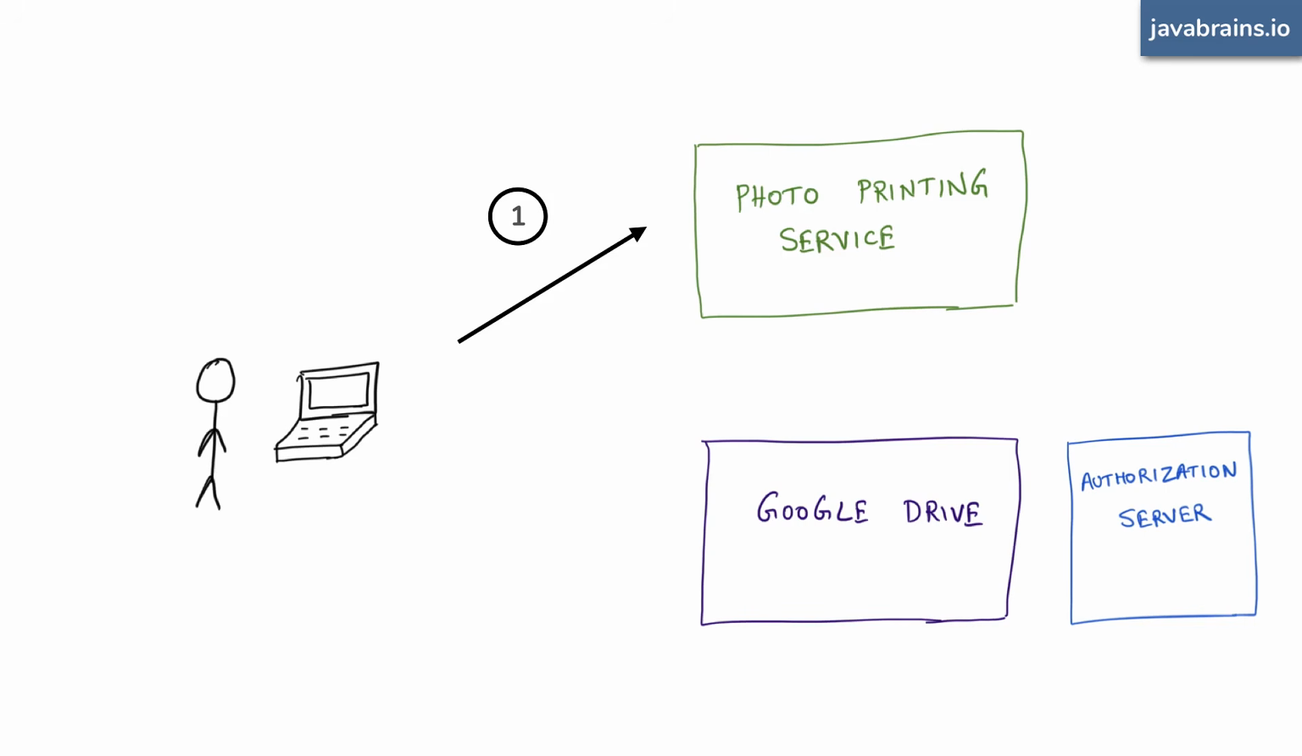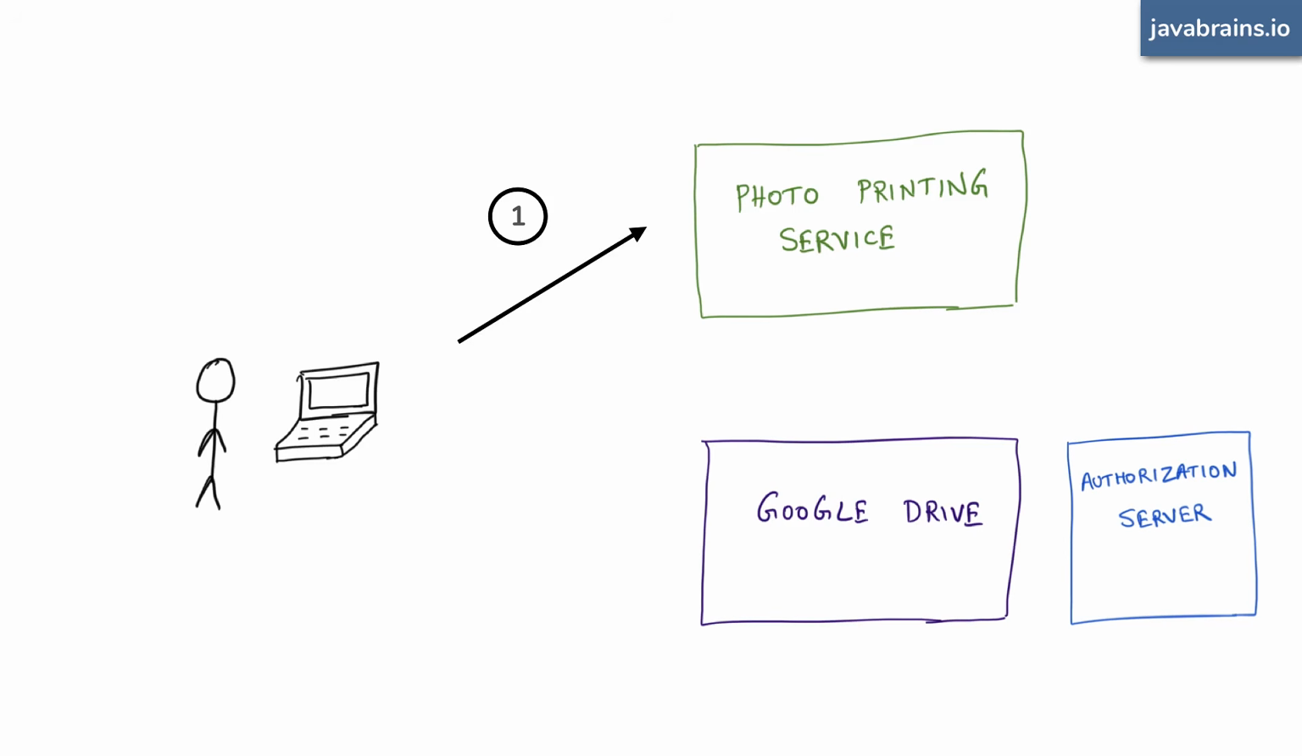The first step is the user has logged on to the photo printing service, and they say, hey, I want to print my photo, but my photo is on Google Drive. So, hey, photo printing service, can you please go fetch my photos from Google Drive, right? So this is the resource owner telling the client, go access the resource in my resource server.